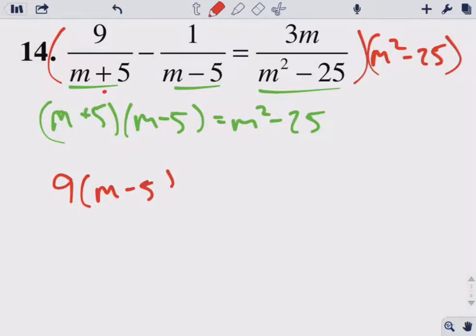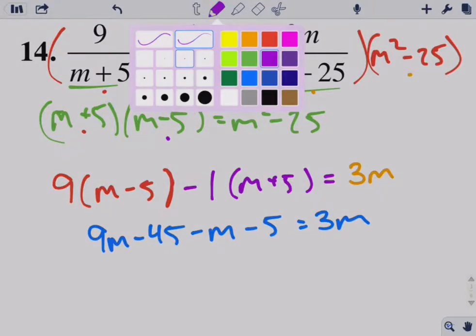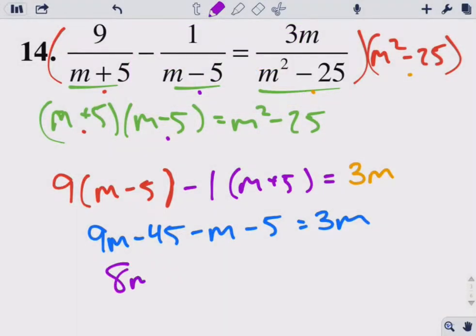For instance, that will cancel with that when you multiply it, so I'm just left with the minus. That will cancel with that when you multiply, so I'm just left with the plus. And lovely for us, that cancels with the whole thing, so I'm left with 3m. Bring it all together: 9m minus 45 minus m minus 5 equals 3m. Combining like terms on the left side, 9m minus m is 8m. Negative 45 minus 5 is negative 50, is equal to 3m.